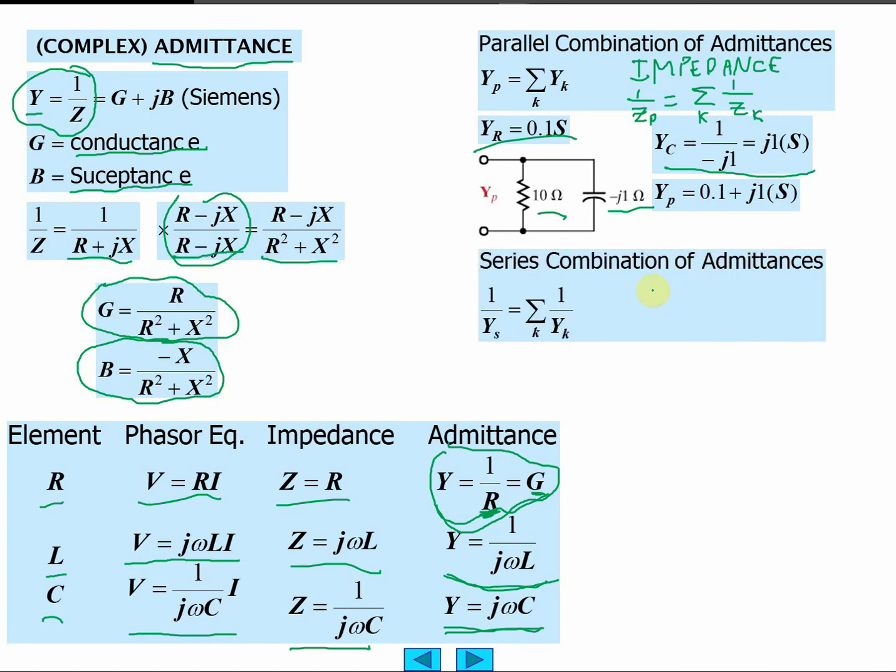Series combination, if we're dealing with impedance. Series impedance is just the sum of the individual impedances. Okay. And again, you can get the impedance easy, just the sum of these two. Admittance is the reciprocal of the sum.